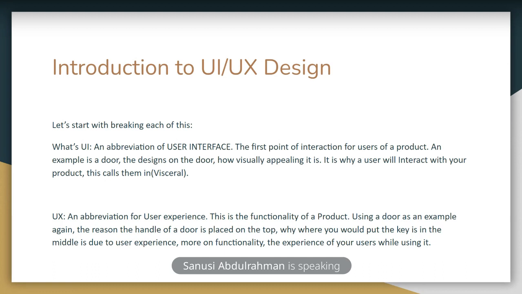An example is a door, using our normal experience. We ask ourselves, why is the handle of the door placed in the middle and not up? Let's say the handle of the door is placed up, then I need to stretch my hand up to open the door. But let's say I'm short, my hand cannot reach up. I have to carry a stool to reach it. That's a bad user experience for anyone.